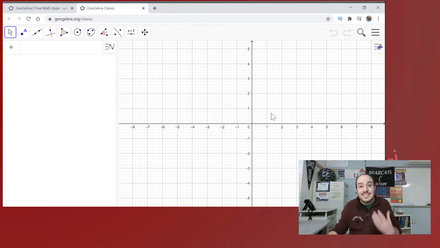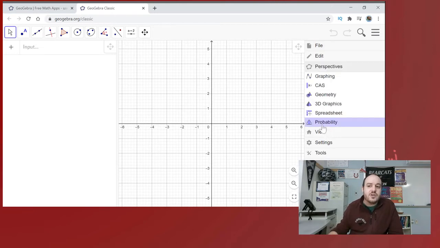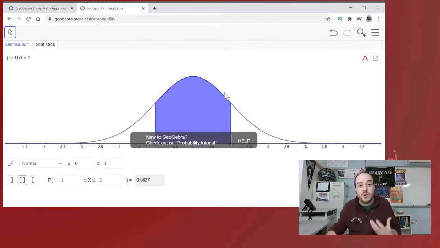If that menu does not pop up like it did for me just now, then you can go ahead and go to the three lines over here at the top right-hand corner of your screen and go down to Perspectives, and you can click on the probability option in there, and that's going to actually bring up our probability calculator.